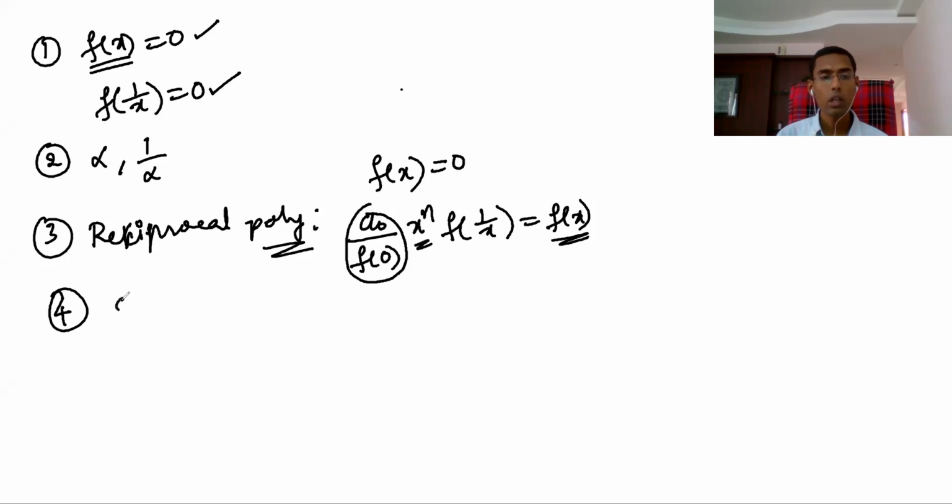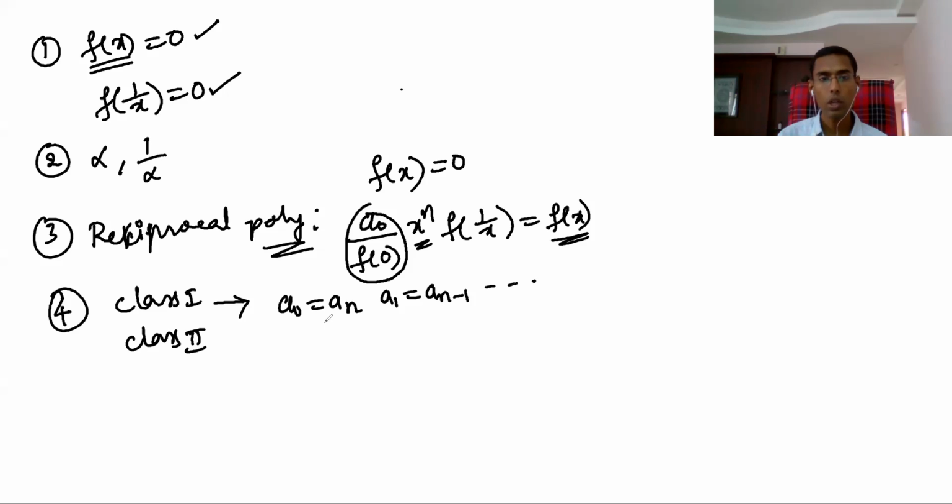But I told here, class 1 reciprocal equation, and class 2 reciprocal equation. Class 1 reciprocal equation means a naught equal to an and a1 equal to an minus 1 and so on. Class 2 reciprocal equation means a naught equal to minus an and so on. This is what I told.